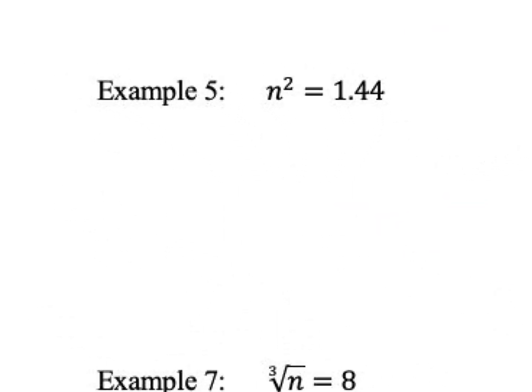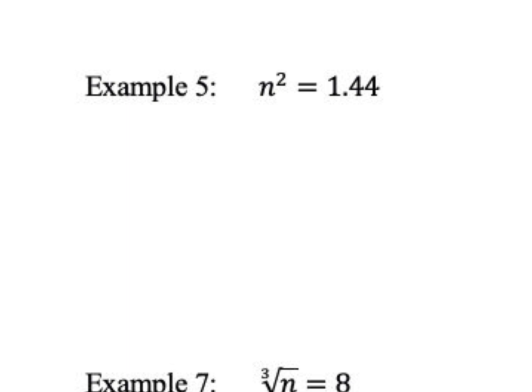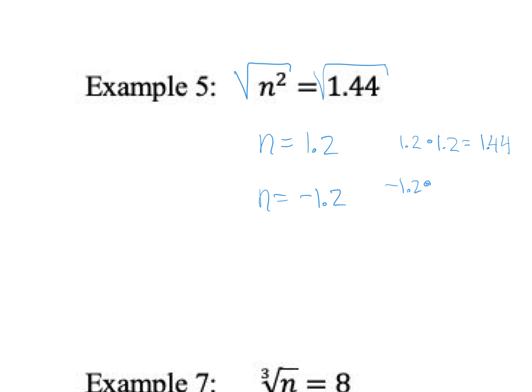All right, so let's look at example number 5. Try this one. So go ahead and pause, try it, and then come back to me. So again, we're going to go ahead and take the square root, both sides. So we're going to have n equals 1.2, but because it's a square root, n is also going to equal -1.2. Because if I take 1.2 and I multiply by 1.2, I'm going to get 1.44. If I take -1.2, multiply by -1.2, I'm also going to get a positive 1.44. So again, when we're taking the square root of something, it's both the positive and the negative.